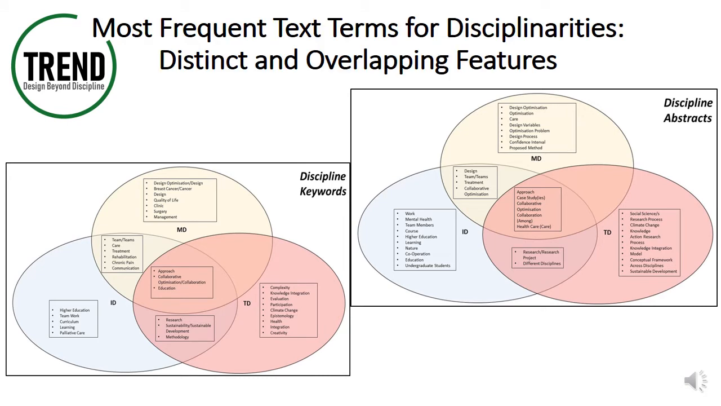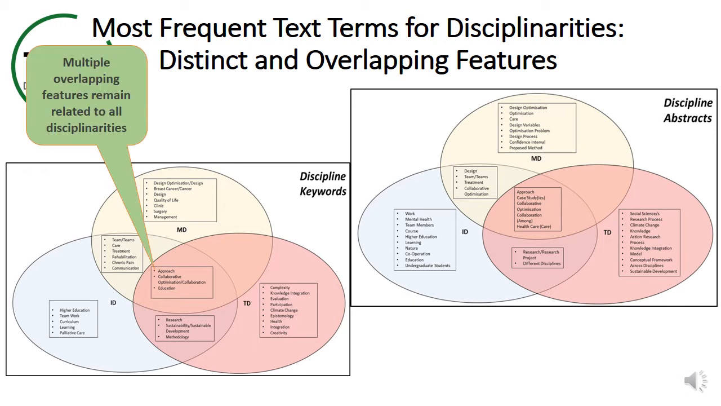Most frequent text terms for disciplinarities, the distinct and overlapping features. The results tables are extensive, and hence the overlap or distinctions in disciplinarity are not immediately clear. The visual Venn diagram representation enables us to better view the overlap and differences in terminology. Interesting results include the multiple overlapping features in all of the disciplinarities. Closer examination of the terms emerging here, such as approach or education, may relate to the research context of the literature sample and be expected.